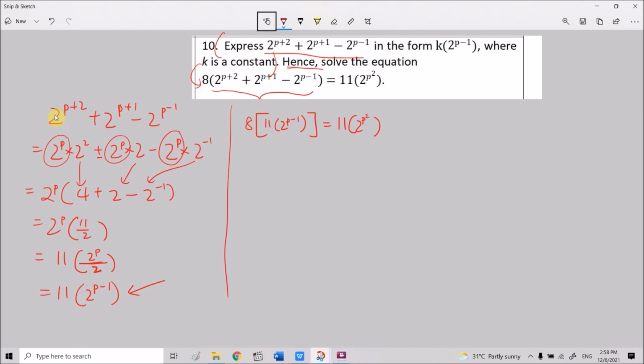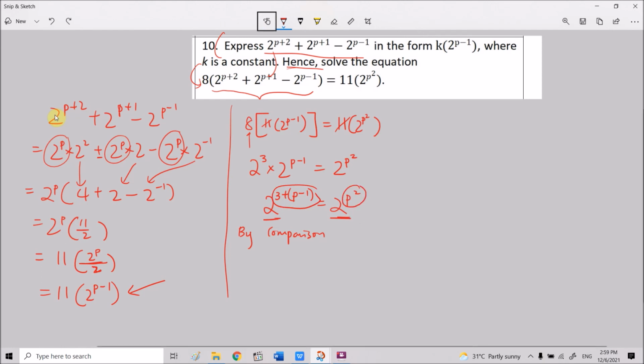Okay, so now we further simplify this because it's multiplication, the 11 and 11 here cancel off. The 8 here, I think it's better if we change it to a number with base 2. So 2 to the power of 3, times 2 to the power of p minus 1 equals 2 to the power of p, to the power of 2. In this part, we can combine this. It becomes 2 to the power of 3 plus p minus 1, because of the laws of indices. And since now they have the same base, by comparison of the indices, we get that this equals this. So 3 plus p minus 1 equals p squared.